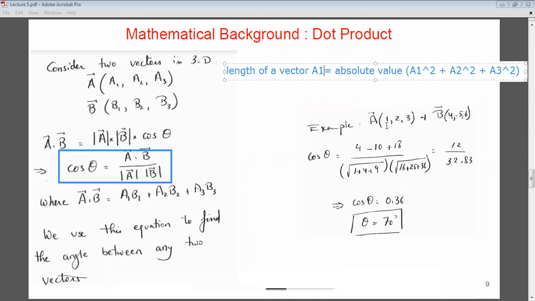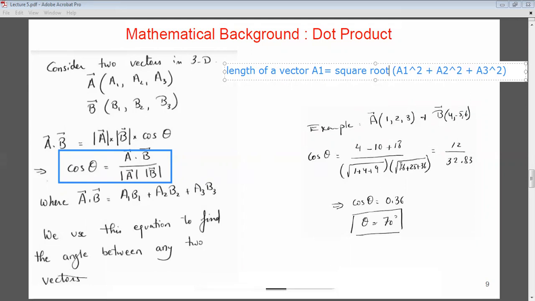Now, if I have this vector A 1, 2, 3, it is the square root. I got confused between. Okay, so it's the square root of this. So it's the square root of 1 plus 2 square, which is 4, plus 3 square, which is 9.